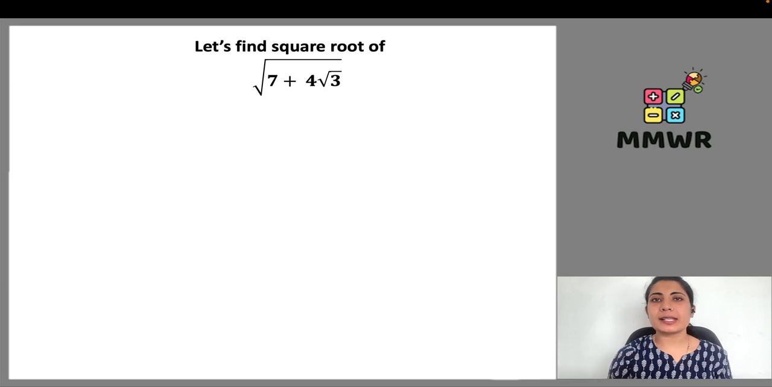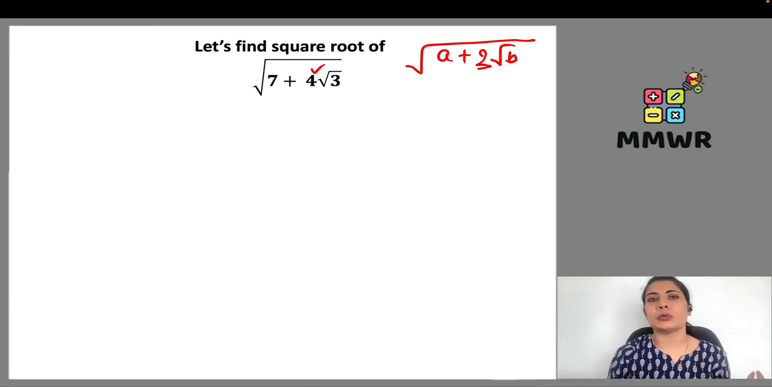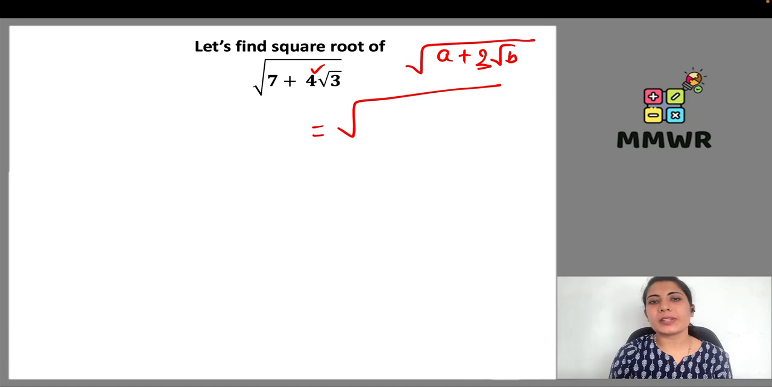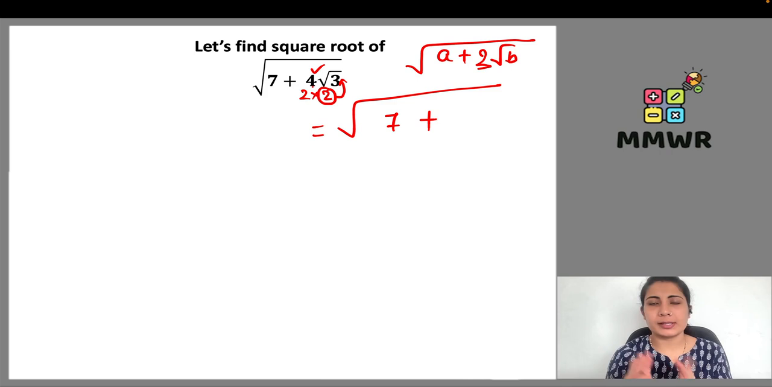Let's move to the last example in which we have to find the square root of 7 plus 4 root 3. So we actually want to convert it into this form, a plus 2 root b. But instead of having 2, we already have 4 here, right? We don't have 2, we have an extra 2. So that can be easily written this way, 7 plus. Now 4 can be written as 2 multiplied by 2. One of the two we can easily send inside the square root, because from the square root we can bring out numbers by making pairs. So again we can make the pair and send it into the square root.